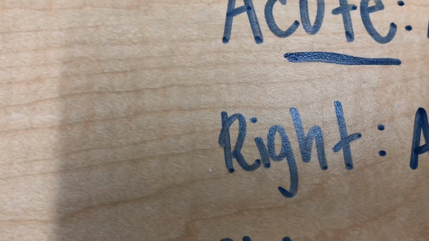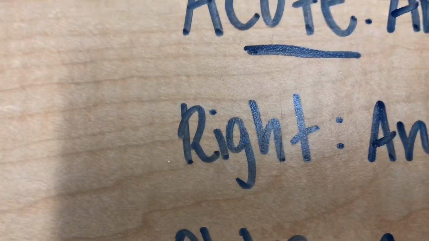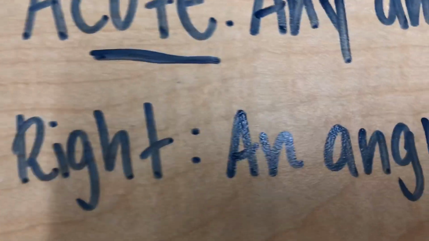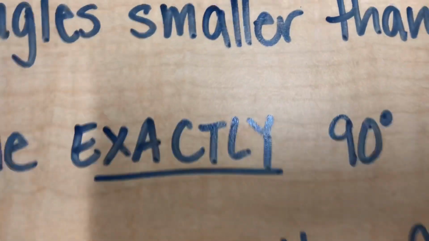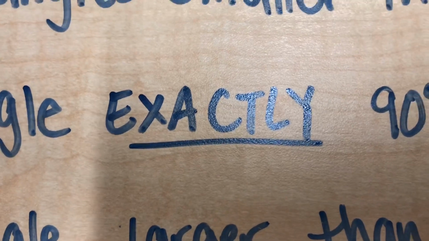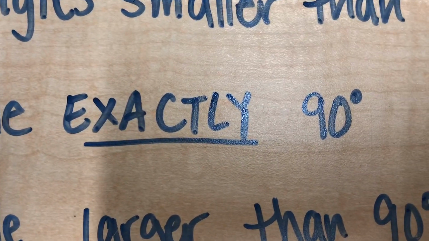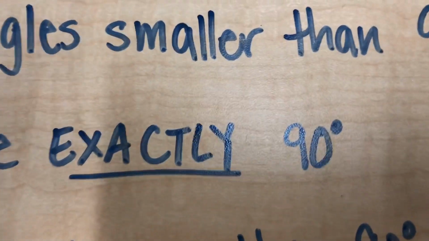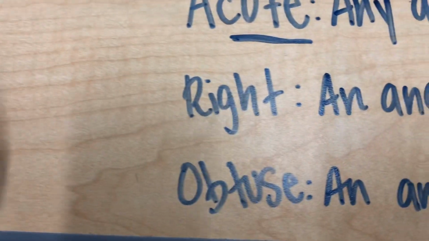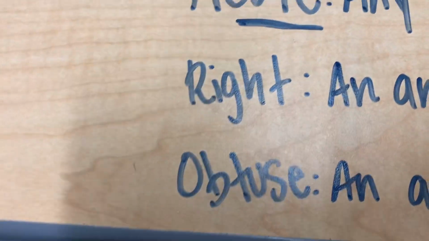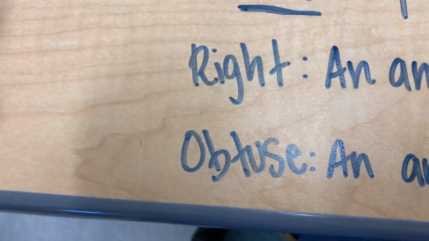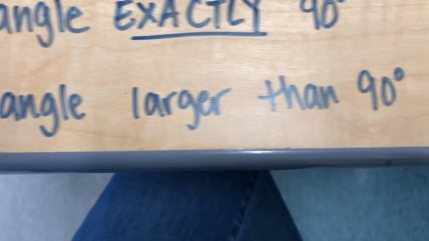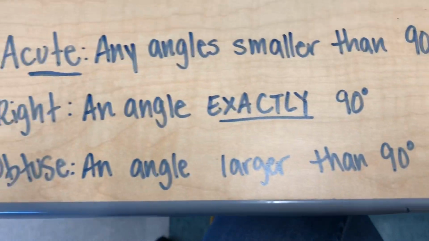And then we have our right angle. This is called the perfect angle. All right, it is exactly an L. It's also called a square angle. And this is an angle that is exactly, notice how that is in all capitals and underlined, it is exactly 90 degrees. That means it can't be 89, can't be 91, has to be exactly 90 degrees. So if an acute angle is smaller than 90, and a right angle is exactly 90, then an obtuse angle has to be bigger than 90 degrees. So an obtuse angle is an angle larger than 90 degrees. So that should all be a review.